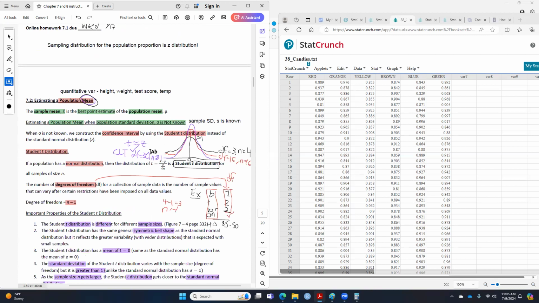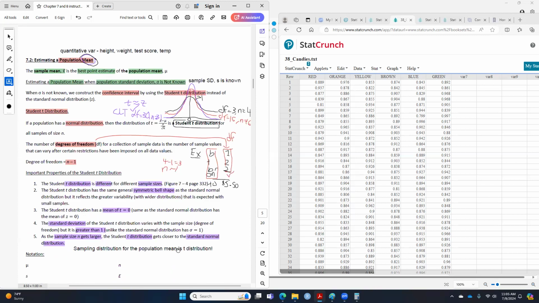However, when you find the population mean, where sigma is unknown, this is what we will be doing a lot here, where sigma is unknown to us. That will always be a t distribution that we'll be using here.